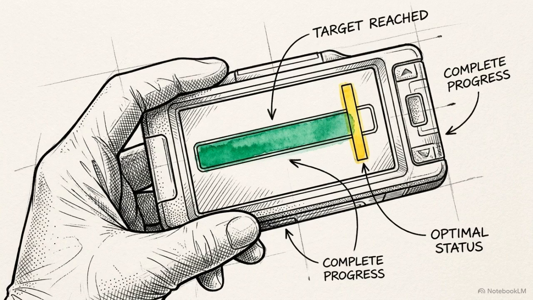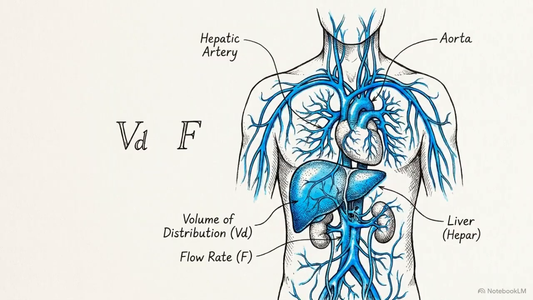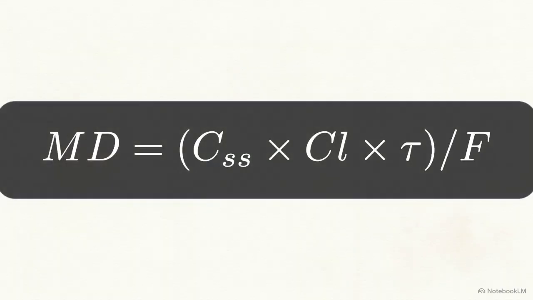A loading dose is designed to reach a target steady-state concentration. It relies strictly on the volume of distribution and the drug's bioavailability. It does not depend on clearance. A maintenance dose is entirely different. This equation shows that maintaining a steady state requires calculating the dosing interval and the clearance.